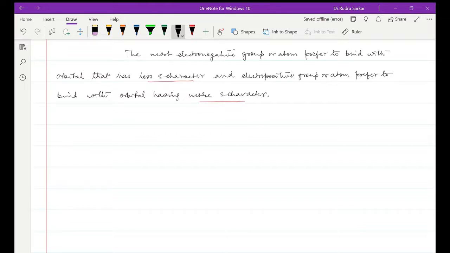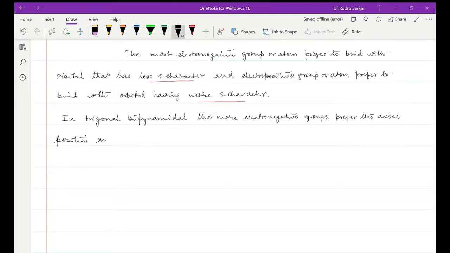So we will write it in another way. In trigonal bipyramidal, the more electronegative groups prefer the axial position, and vice versa, we will say more electropositive groups prefer the equatorial position.